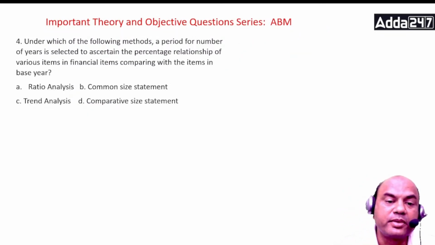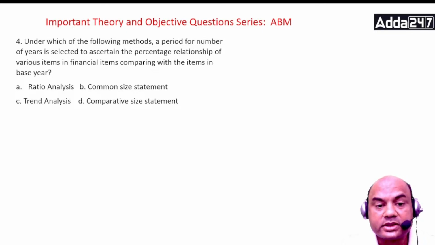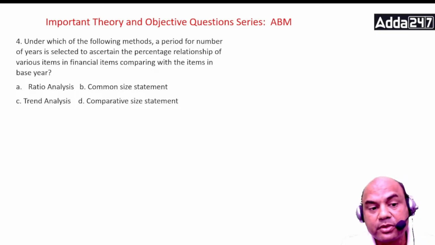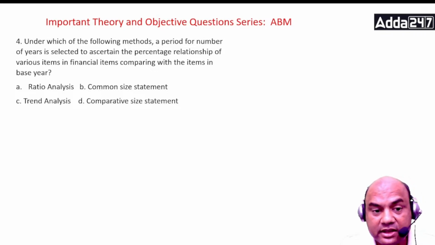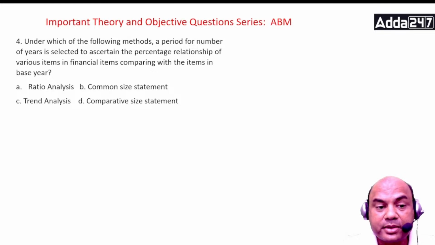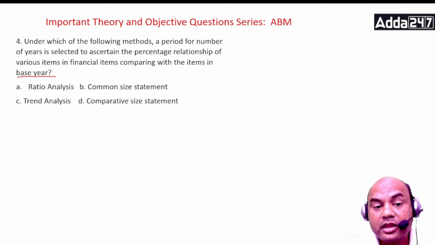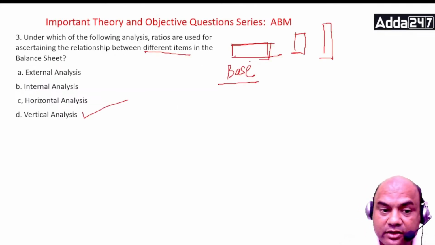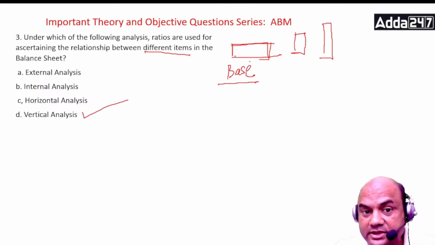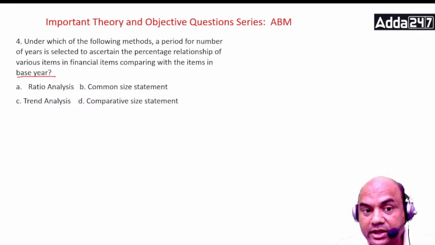In which of the following methods is a period of a number of years selected to ascertain the percentage relationship of various items in the financial statements compared with the items in the base year? So it is again comparing with the base year. Now see here, the question is similar to the previous one, where the answer was vertical analysis. But here the answer is not vertical analysis. Is vertical analysis given over here? No, the answer is not given.